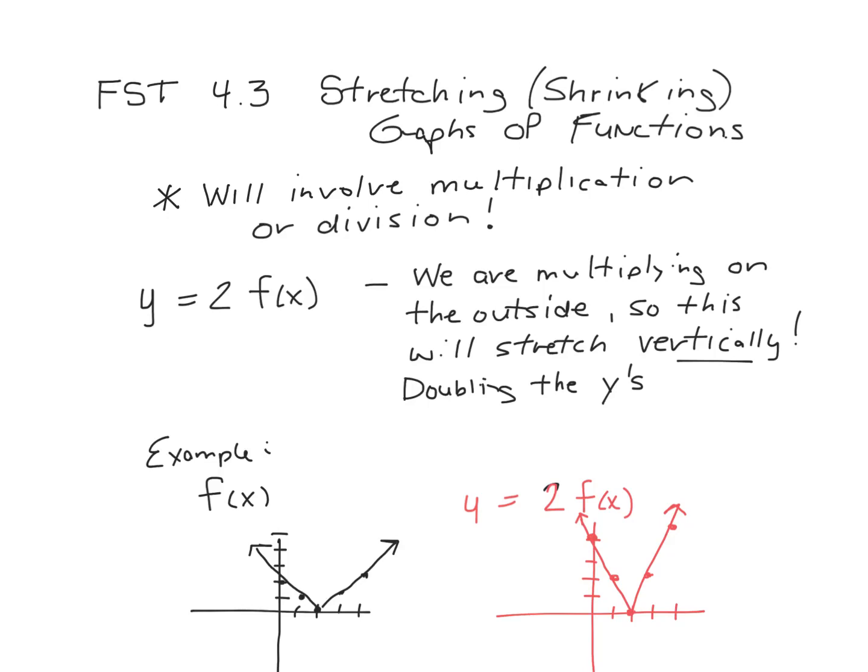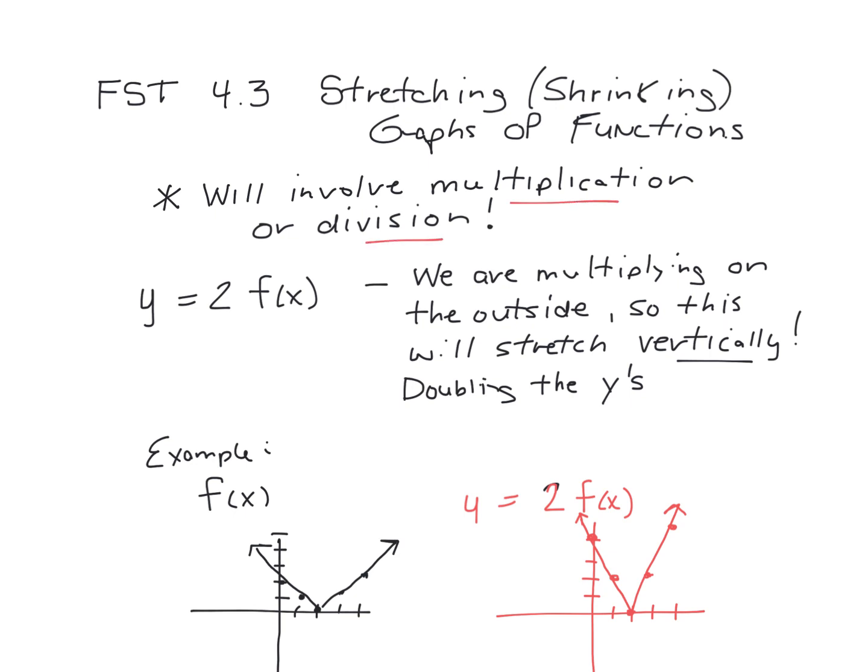FST students, this is a continuation of 4.3 and 4.4. We talked about reflections over the x and the y-axis, and we talked about translations where the graph is being shifted or moved. And now we're going to talk about the graphs when they are stretched or shrunk. In this case, these will involve multiplication and division. When the graph was just shifted left, right, up or down, that was either addition or subtraction. Stretching it will involve multiplication or division.